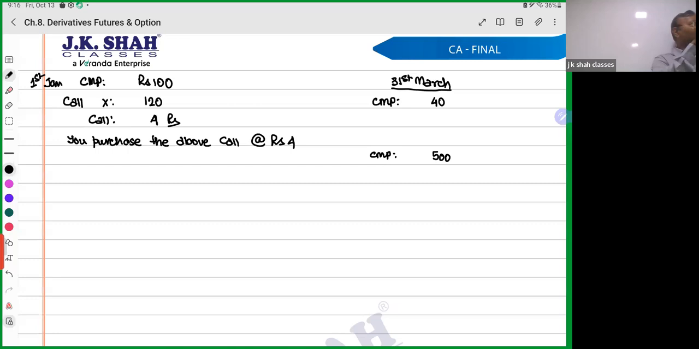We will square off. Right? Now remember, you had purchased the call at 4 rupees. Now it will be squared off because you are exercising it. Square off will happen at what price? You had purchased at rupees 4. Now it will be sold at what price? What is the price at which this option will be trading on the last day? 380, no?